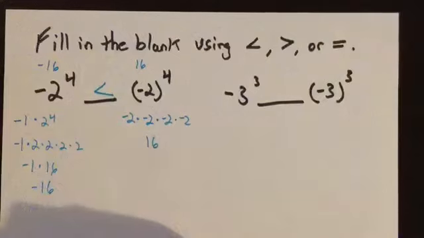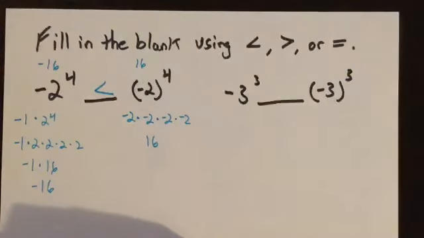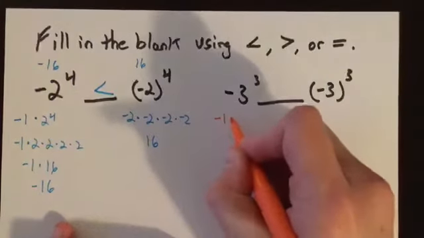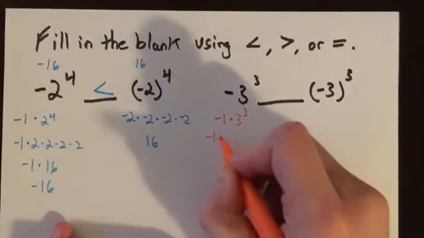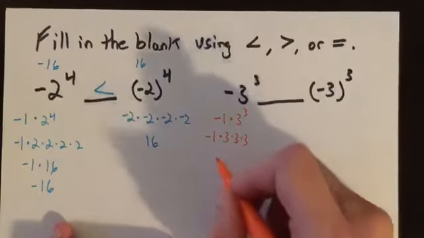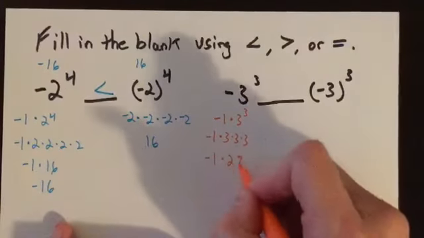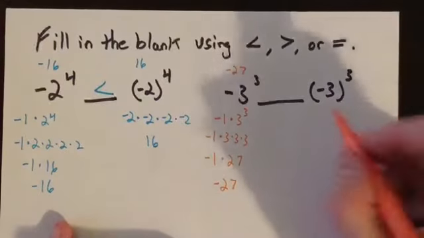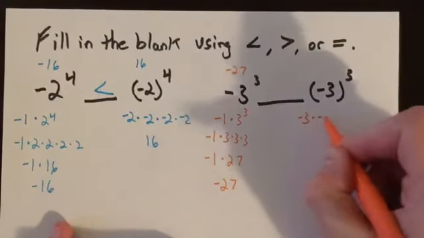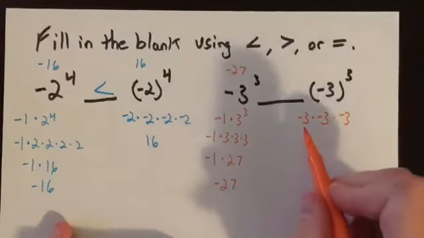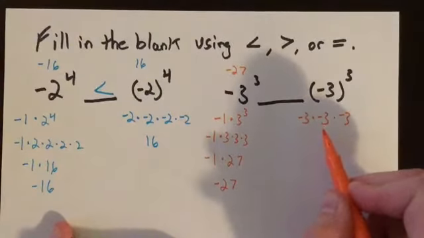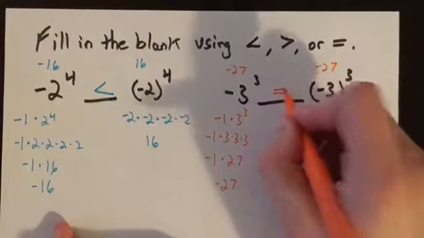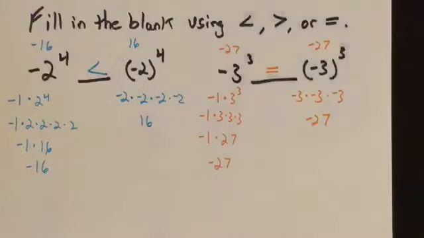Now let's look at what happens here with negative 3 to the third and negative 3 to the third with parentheses. On the left, the base is just 3, so that's negative 1 times 3 to the third, which means negative 1 times 3 times 3 times 3. So that's negative 1 times 27, negative 27. With parentheses, the base is negative 3. Negative 3 times negative 3 times negative 3. Negative 3 times negative 3 is positive 9, times negative 3 is negative 27. This time, they're equal.